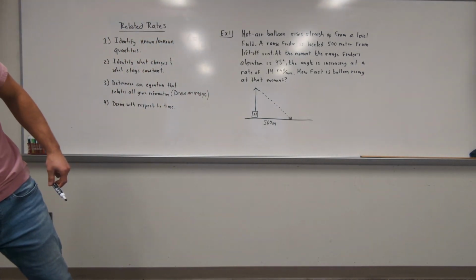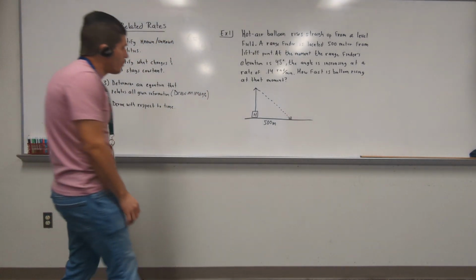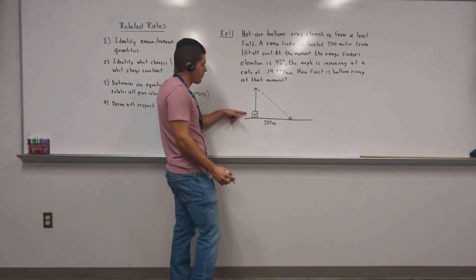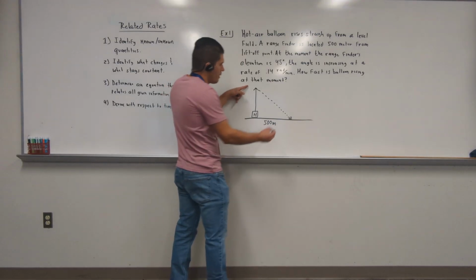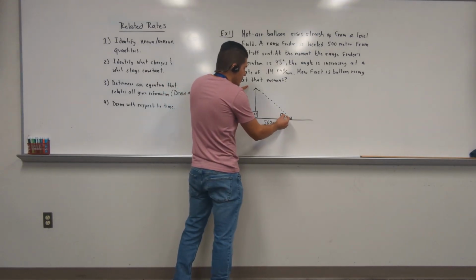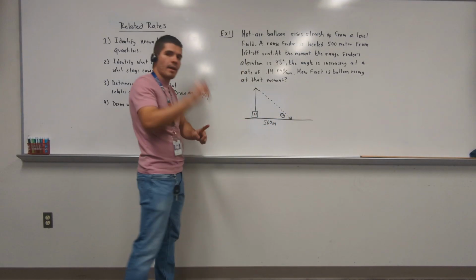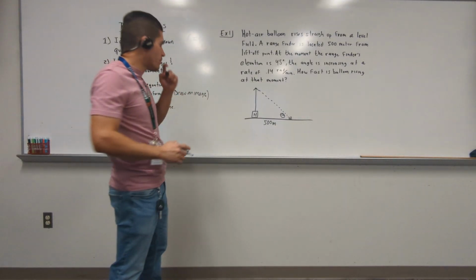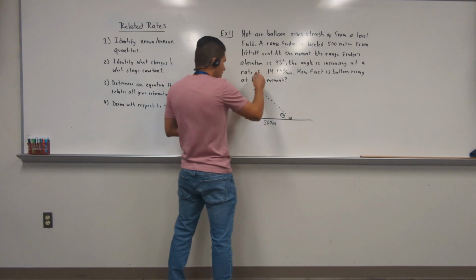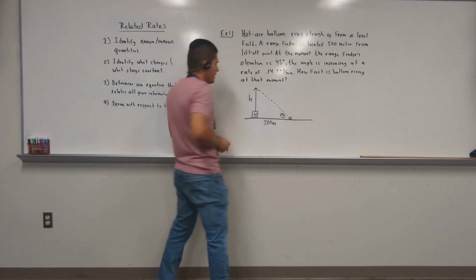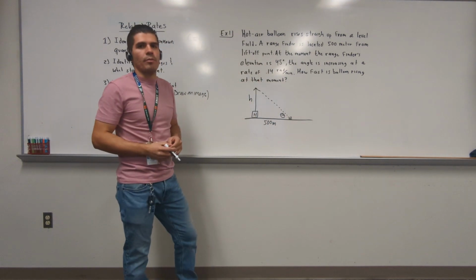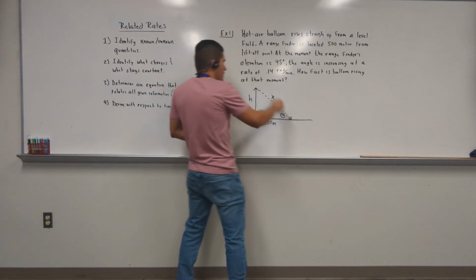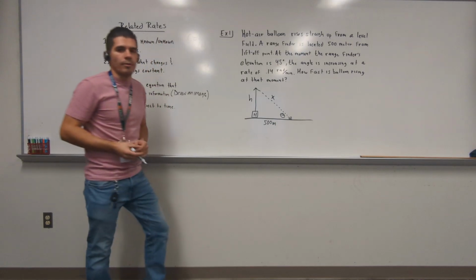So what do I know about this situation? Well, as the hot air balloon is on the ground and as it begins to go up, what I know for sure is that I'm going to call this angle theta. That angle should be changing as time progresses. And this distance, which I'll call h for height, should also be changing as time progresses. I can call this x, but this distance should also change as it progresses.